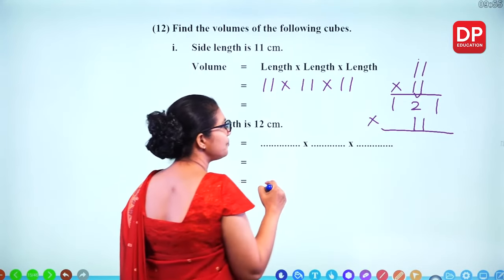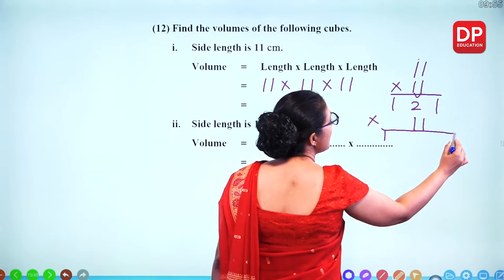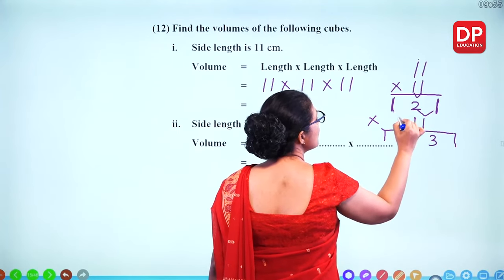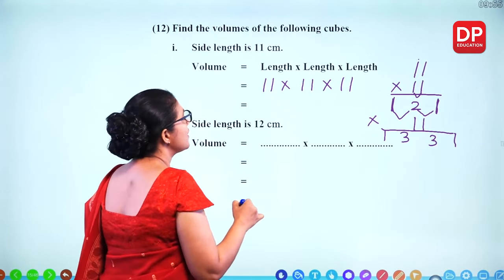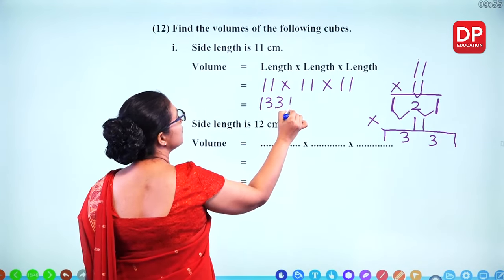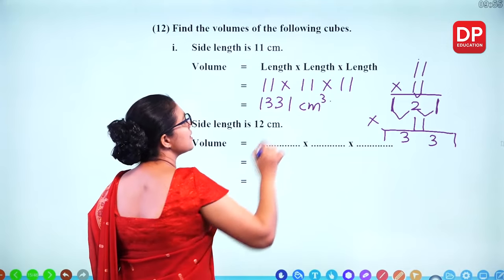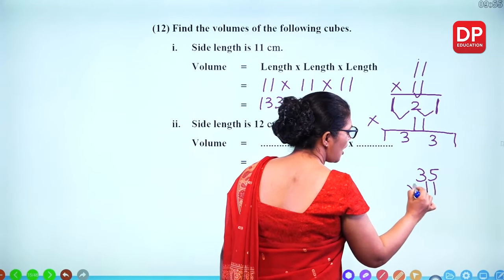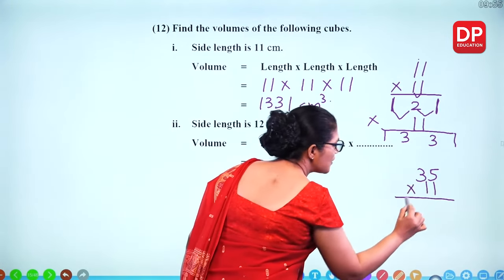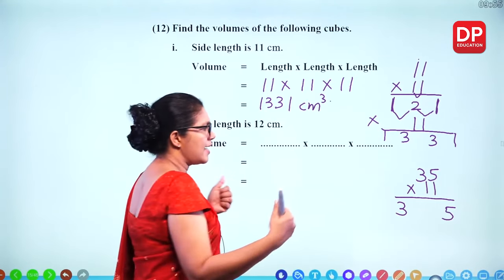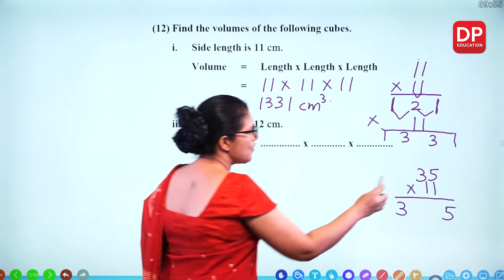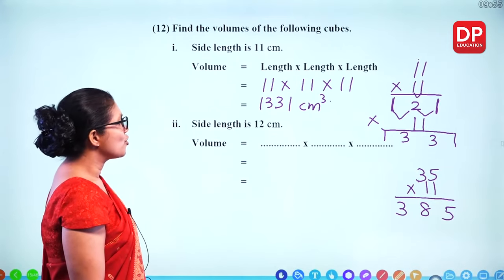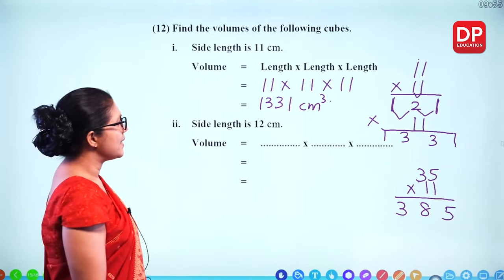What you do? You take 1 and 1, these two separately. Then you add 2 plus 1 becomes 3. 2 plus 1 becomes 3. 1331 cubic centimeters. I'll do another example. 35 times 11. Have you multiplied by 11? You take 3 and 5 to a side, first and the last digit, and then 3 plus 5, you get 8. 385. So that's easy. When you want to multiply by 11, use that method.